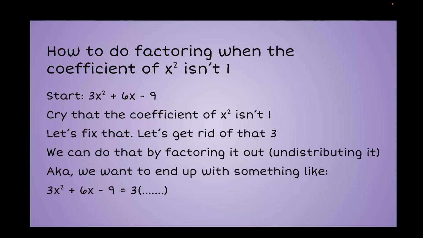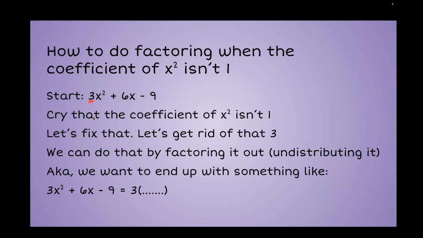So last time we were doing ones where the coefficient of x squared, coefficient means the number in front of it, was one. It's always an invisible one, but a one. But now we're going to learn how to do it when it's not one. And when it isn't one, it's harder, it's just rough. So we're going to be sad that it isn't one, but because we are sad, that means we have to make it one.